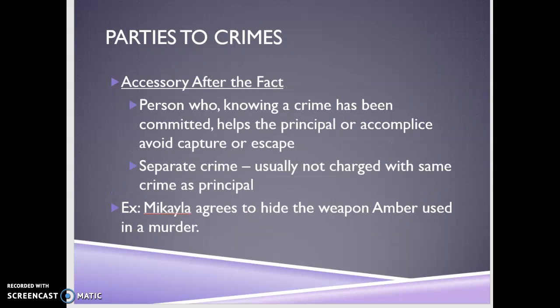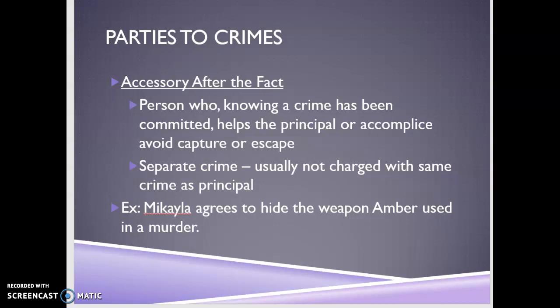And then finally, we have the accessory after the fact. And the accessory after the fact is the only party of the four parties that we're going to discuss that would be charged with a different crime. An accessory after the fact is a person who, knowing a crime has been committed, helps the principal or accomplice avoid capture or escape. So this is a person that is not involved with the planning of the crime or the carrying out of the crime, but they're going to get involved after the crime has already been completed, and they're going to help them either hide or cover up the crime or escape or something else.